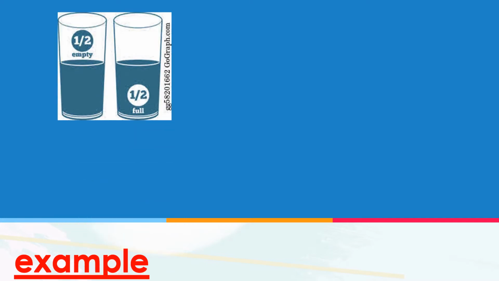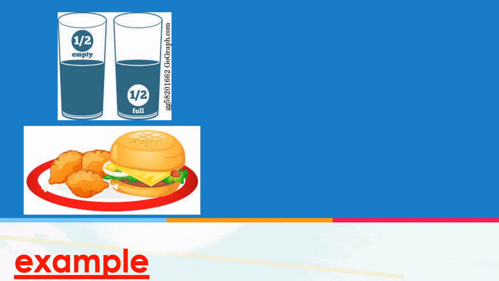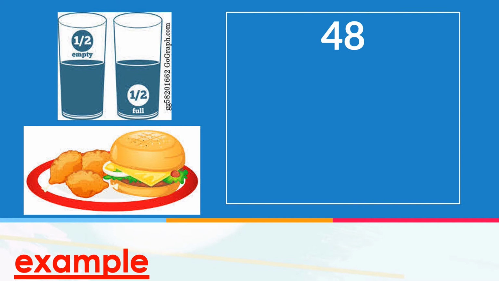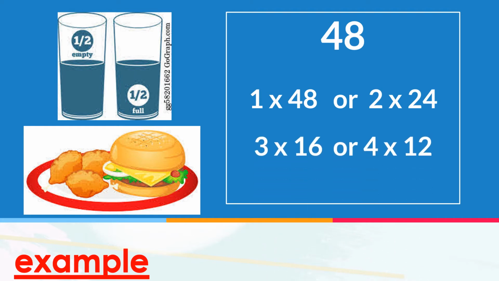Here is an example for abductive reasoning. Is this glass of water half empty or half full? We have here food on the table. Did someone forget to eat the food, or is it prepared for you? 48 is given. Does it mean 1 times 48 or 2 times 24? It could also be 3 times 16 or 4 times 12, or maybe 20 plus 28 or 75 minus 27. You use abductive reasoning when you form a conclusion with the little information that is known.